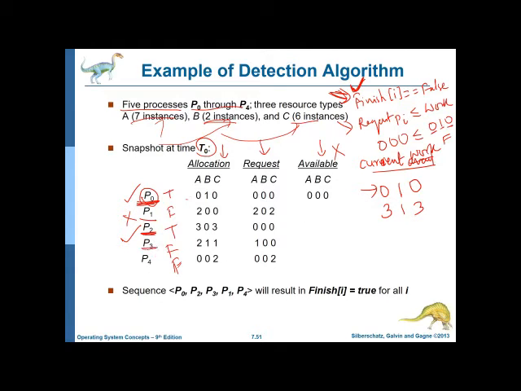Now we'll move to the third one, that is P3. Now P3, is finish equal to false? Yes, finish is false. Is request of P3 less than equal to work? Let us change the work variable now. What is the work variable? 313. What is the request for P3? It is 100. So we'll write here 100. Is 100 less than 313? Yes, it is less than 313. So it is true. So that means what it requested was only one instance of resource A and 0 of B and 0 of C.